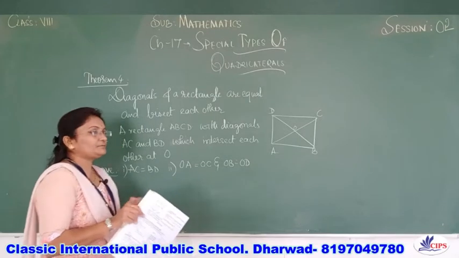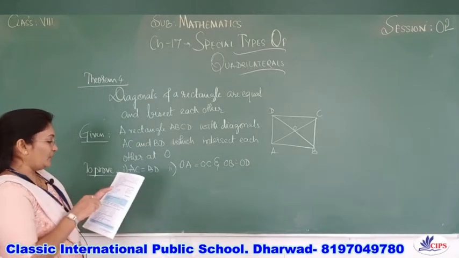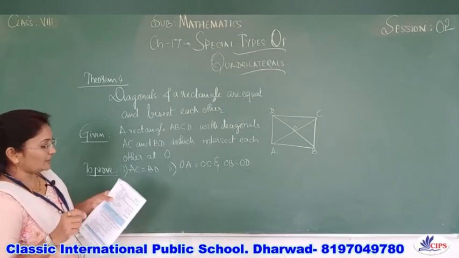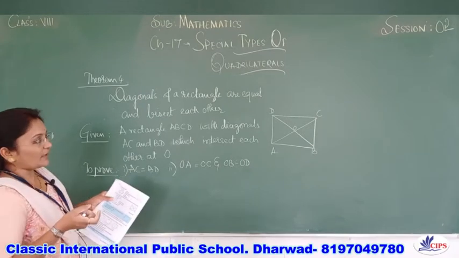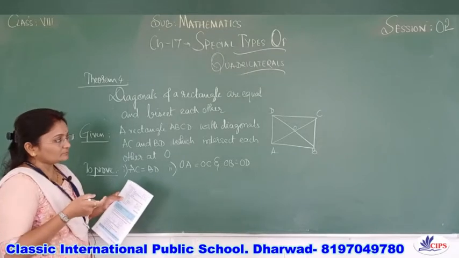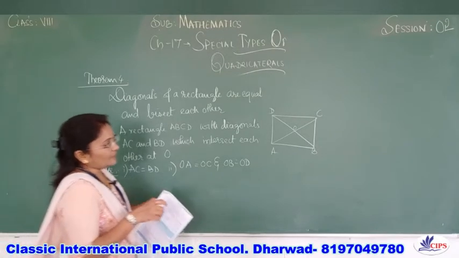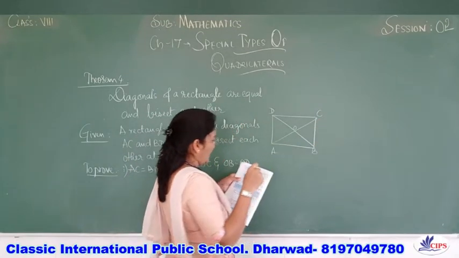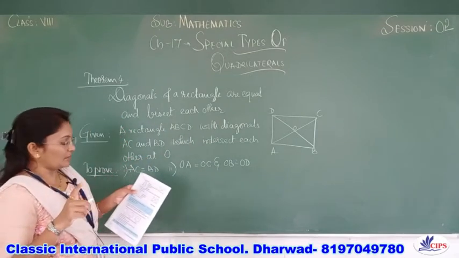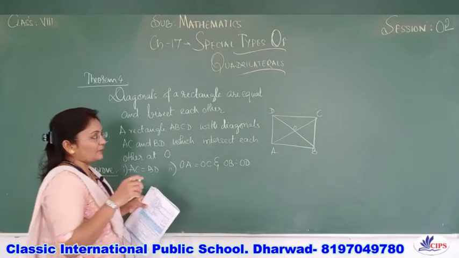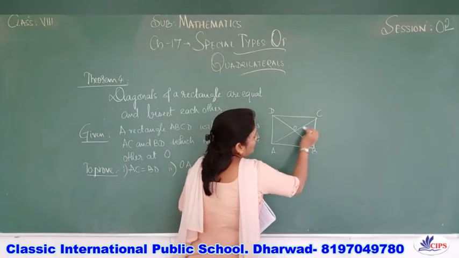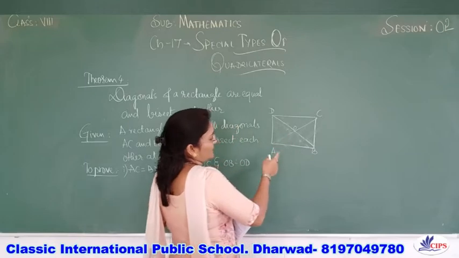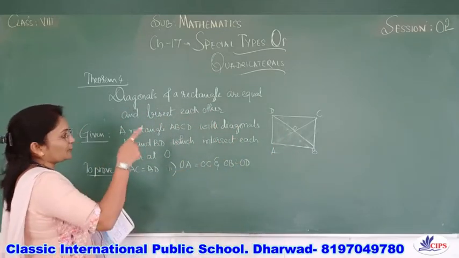Let us start the proof. In the proof the first point is, in triangle ABC and BAD. Why are we taking ABC and BAD? Here we are taking triangle ABC and BAD. In that AB is equal to AB, it's a common side. We are taking which two triangles? ABC and ABD, like this we are taking these two. In that AB is a common side. So let us start the proof there.